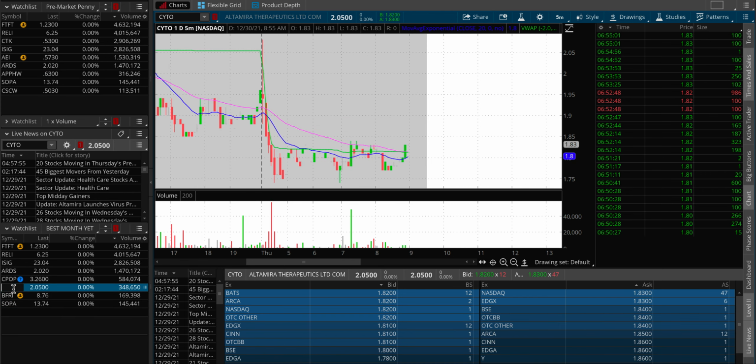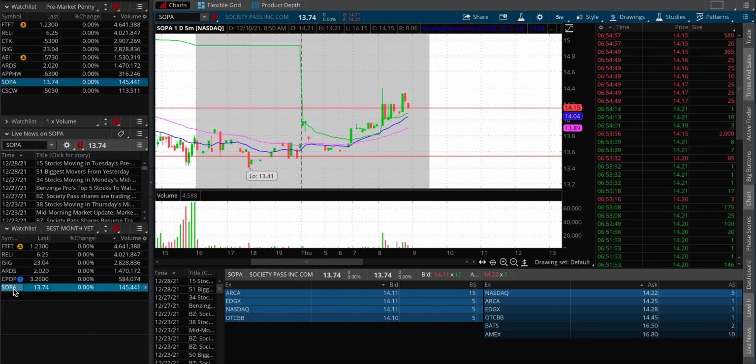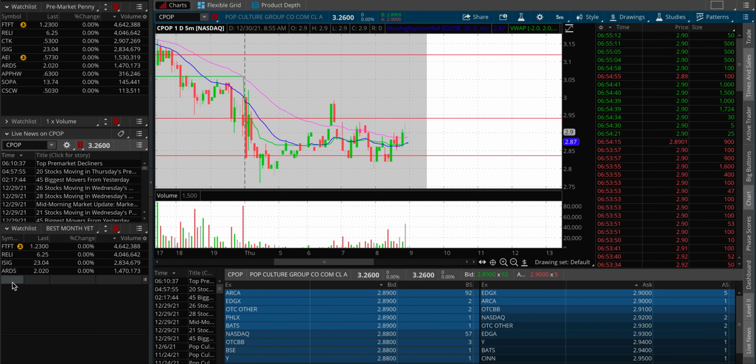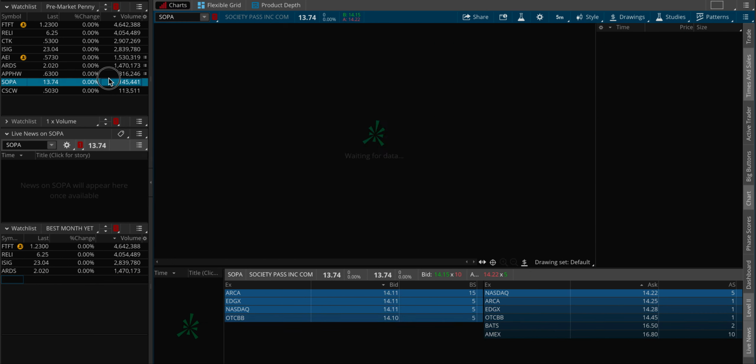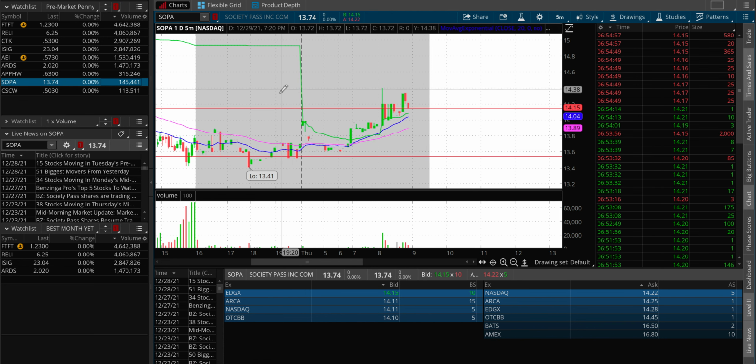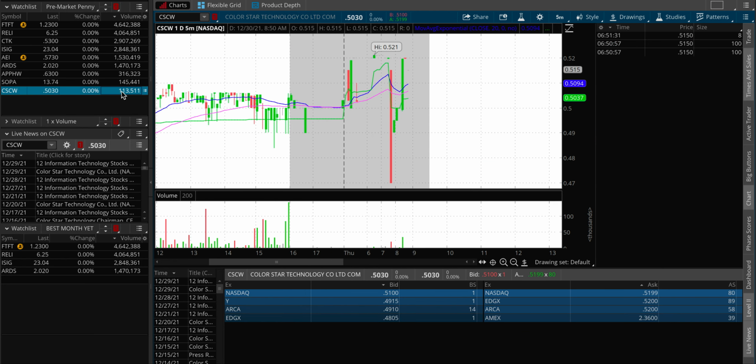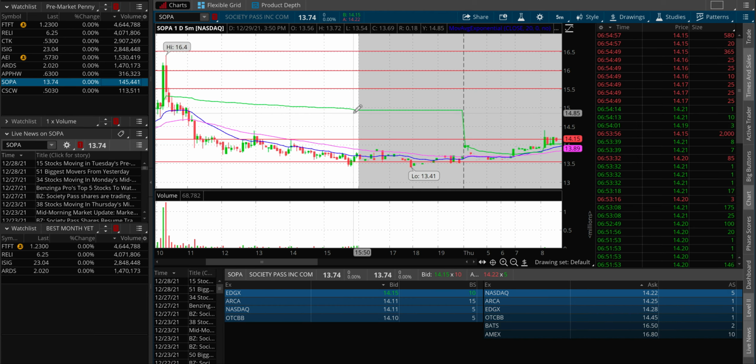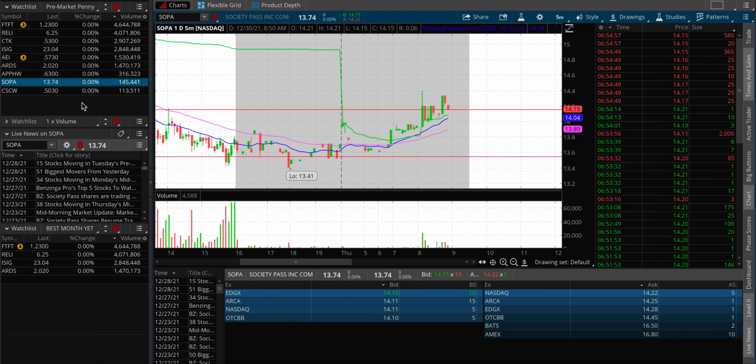Let me just delete some of these from yesterday. That's a warrant. SOPA, great mover. We'll see if it picks up more volume so we can trade it again today. And it looks like we'll be trading something like a dead cat bounce.